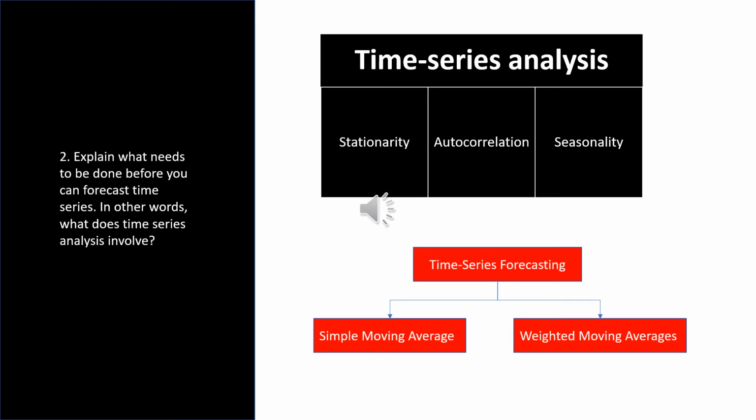And then when we are forecasting the time series, we can have two methods. One is the simple moving average, and the other one is the weighted moving average. In the simple moving average, we calculate taking into account the average value of a numerical time series. And in the weighted moving average, it's exactly the same, but we give most recent values more weight than the past values.